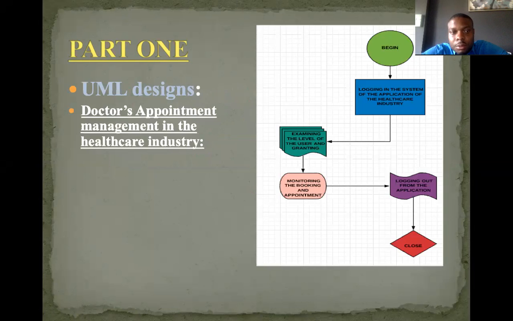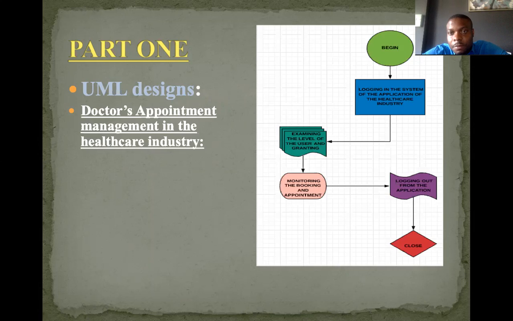Pretty much, I designed the doctor's appointment management in the healthcare industry. This deals with a system, trying to log into a system. It begins with this use case UML design, which I made with Visio. So we try to log into the system application.